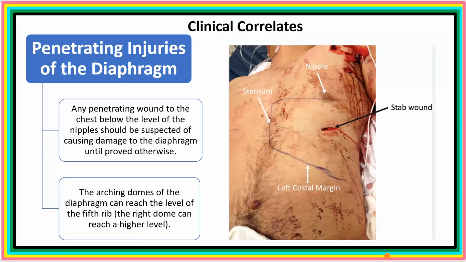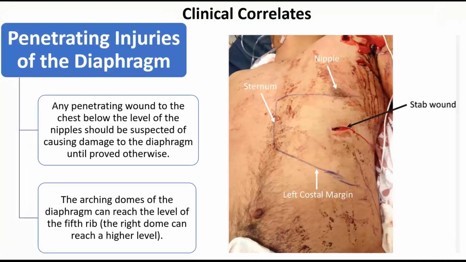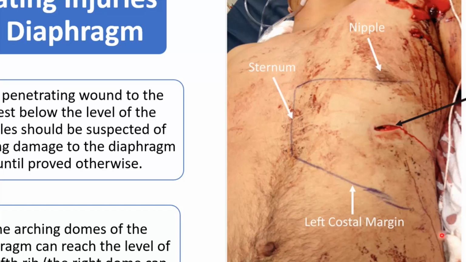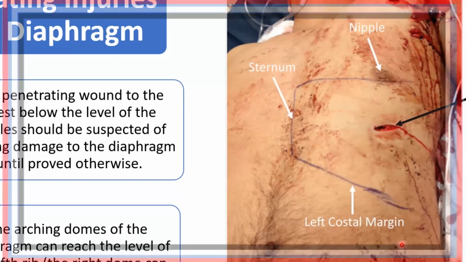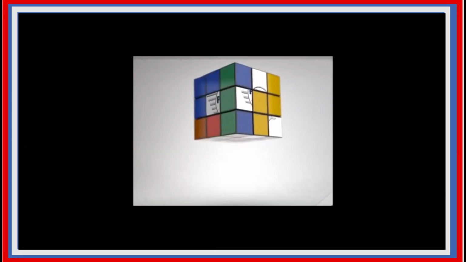Before we end our lecture, we'll consider the last clinical correlate, which is penetrating injuries of the diaphragm. Any penetrating wound to the chest that is below the level of the nipple should be suspected of causing damage to the diaphragm until proved otherwise. In this illustration, we can see this stab wound that is below the level of the nipple. And one of the strongest queries will be damage to the diaphragm. This is where we end our lecture today on the diaphragm.